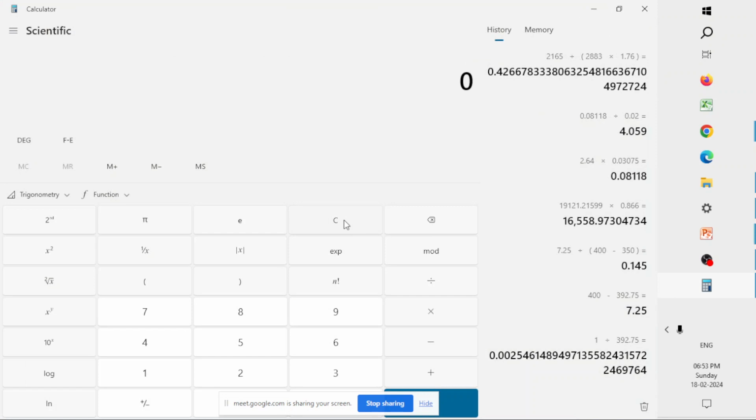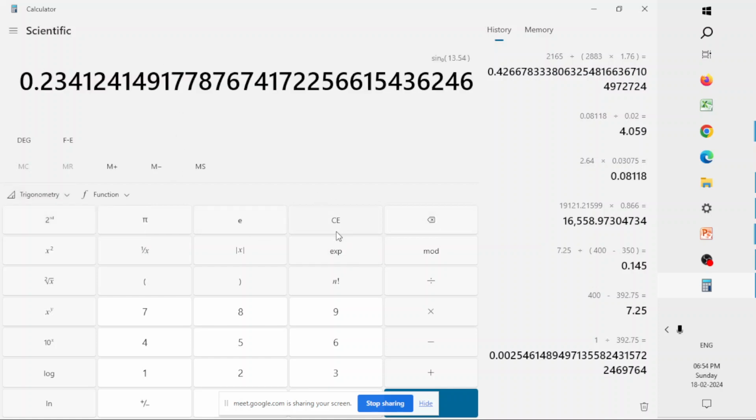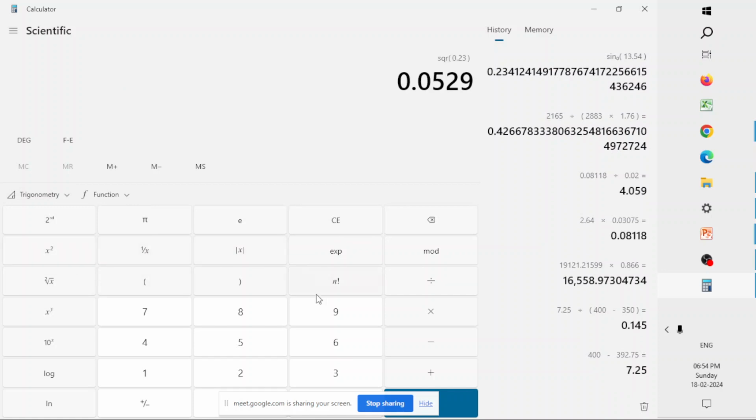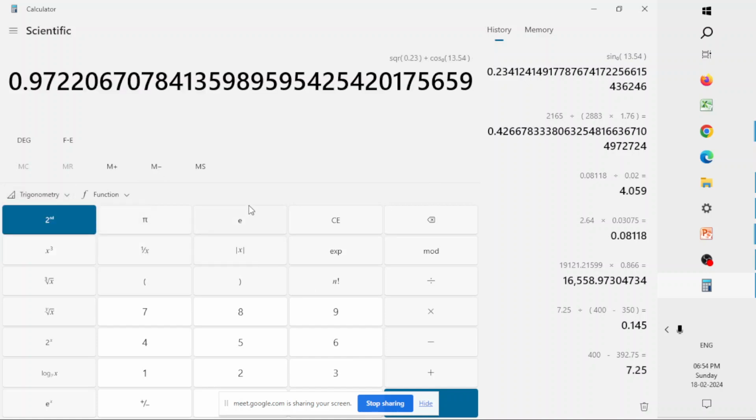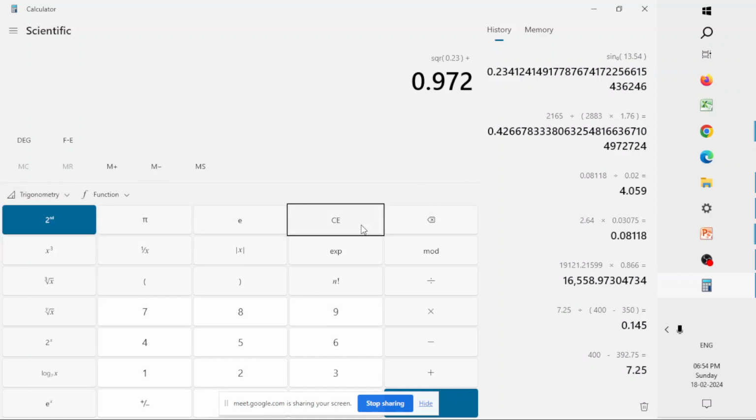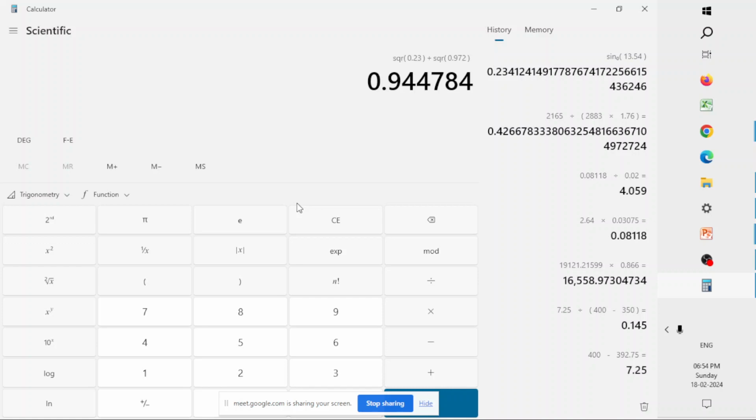So sine of 13.54 is 0.23, squared gives 0.0529, plus we take the cos, 0.972, 0.972 squared is 0.944, into cos 30. Oh no, cos 30 is 0.866.